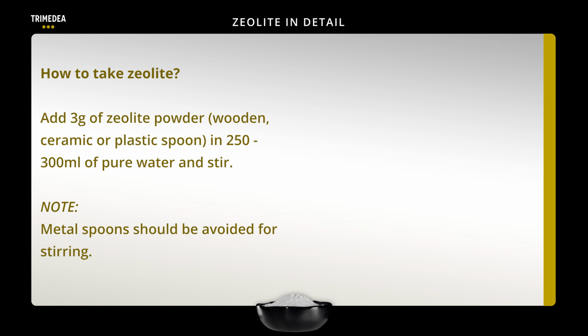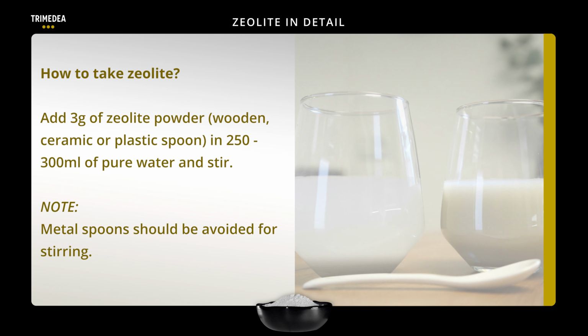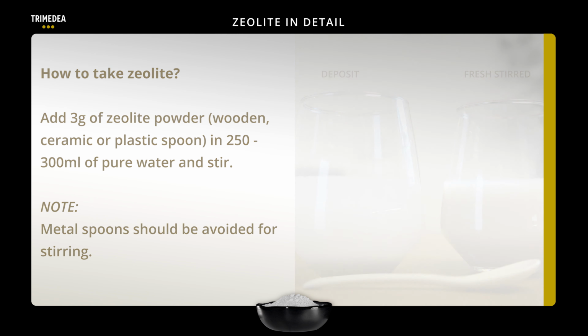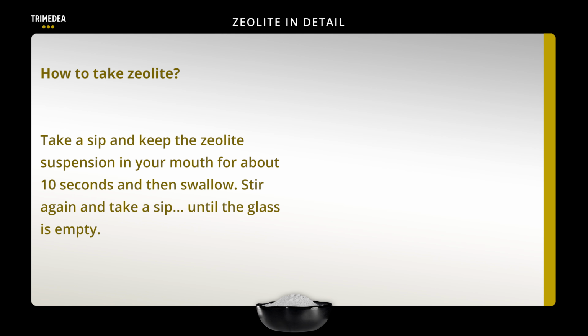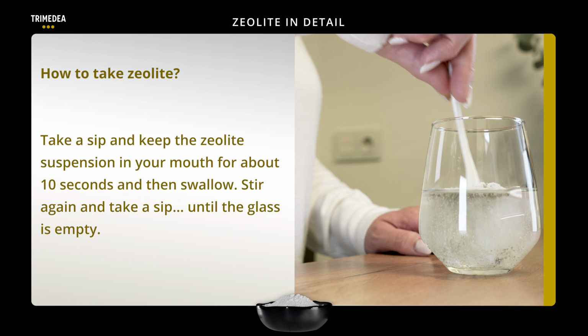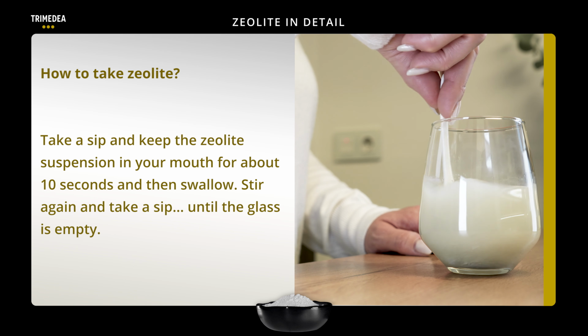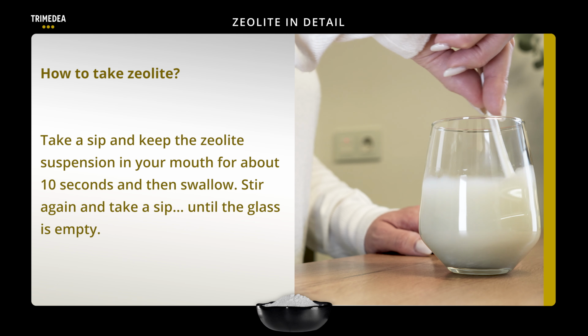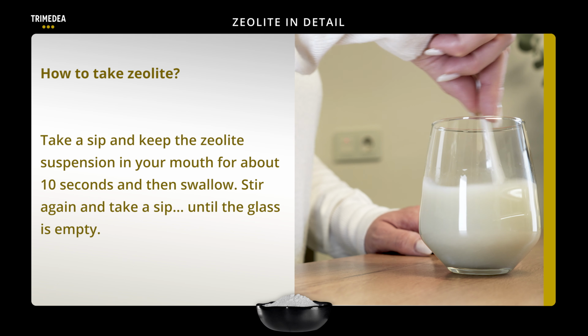How can zeolite be consumed? Add 3 grams of zeolite powder to 250 to 300 milliliters of pure water with a wooden, ceramic, or plastic spoon and stir. Metal spoons should not be used for stirring. Take a sip and keep the zeolite suspension in the mouth for about 10 seconds, then swallow. Stir again and take a sip until the glass is empty.